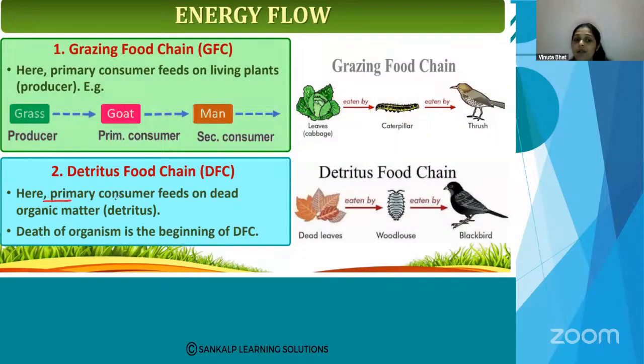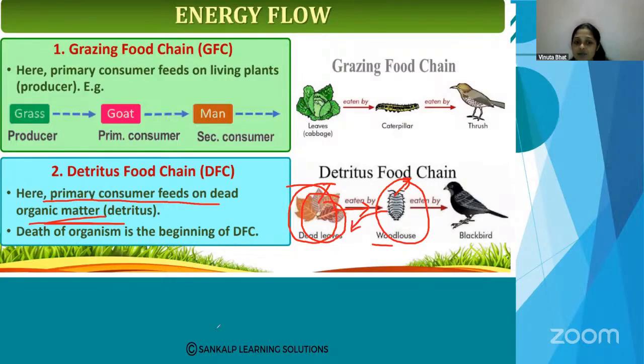So here the primary consumer feeds on the dead organic material, that is the detritus. So it is called the detritus food chain. Here the dead leaves are eaten by the woodlouse, and this worm eats the dead leaves. The primary consumer that depends on the dead organism is called the detritus food chain. So for both you can see the example.